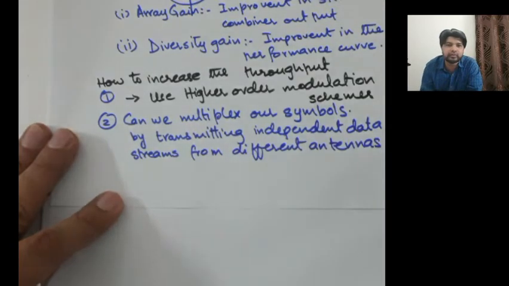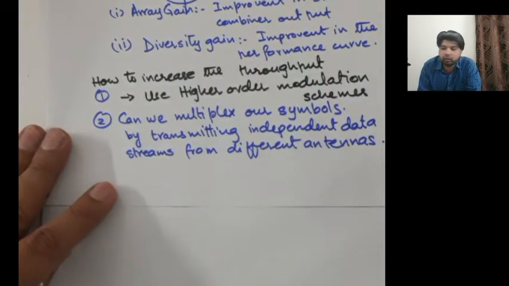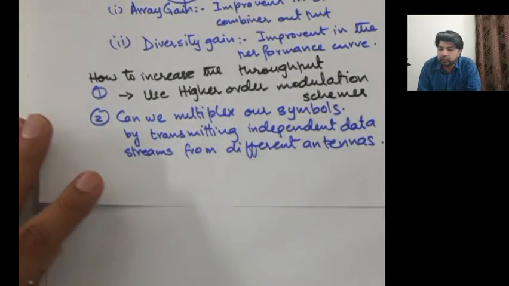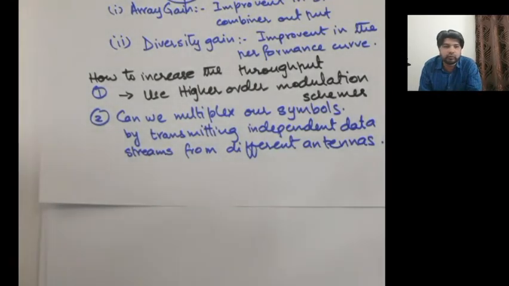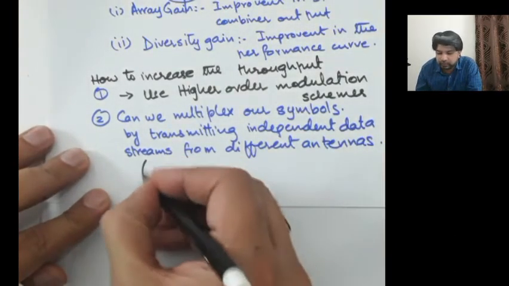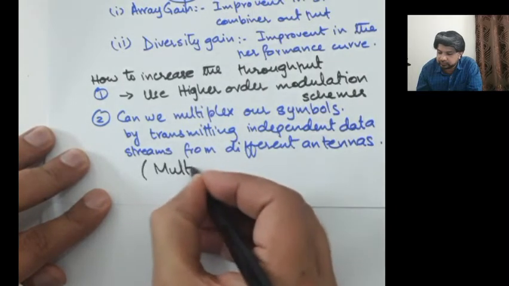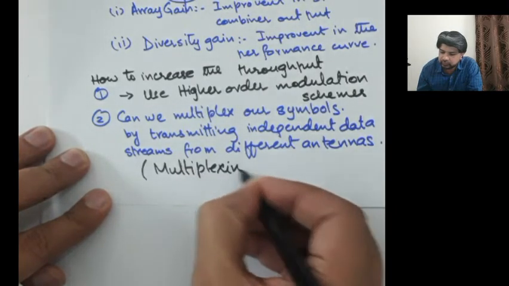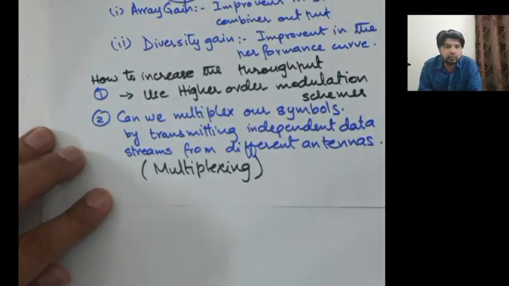And the answer to this is yes, that we can multiplex, or in other words, we can transmit multiple data streams from different transmitting antennas, and that would increase the data rate by the number of data streams that we would be able to transmit over the system. So that is called multiplexing, and the gain associated with this would be multiplexing gain. So we would be going toward that.